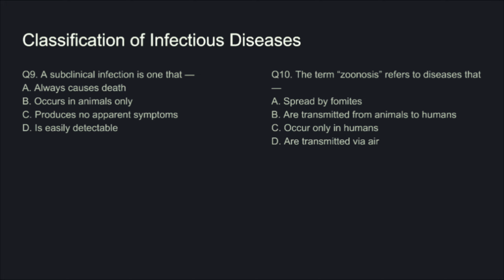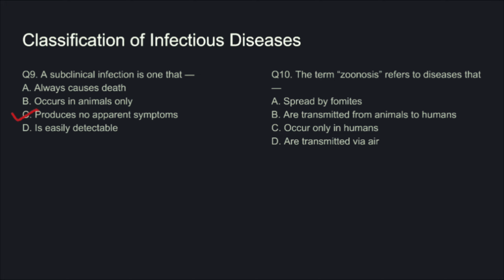The subclinical infection is one that: A, always causes death; B, occurs in animals only; C, produces no apparent symptom; D, is easily detectable. So the correct answer for this question is option C, produces no apparent symptoms. Now question number 10.